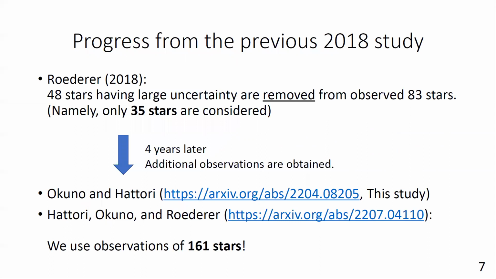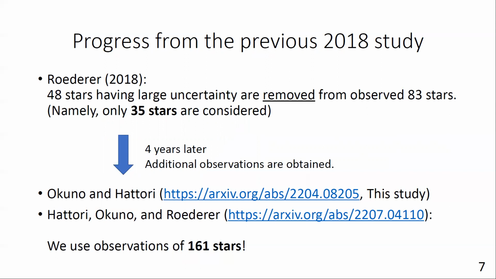Okay. And from application perspective, this study develops the existing studies of Dr. Rodler. In the paper of Rodler 2018, he collected the observations of 83 stars, and among these 83 stars, he first removed 48 stars having large uncertainty. I mean, he used only 35 stars having small uncertainty.